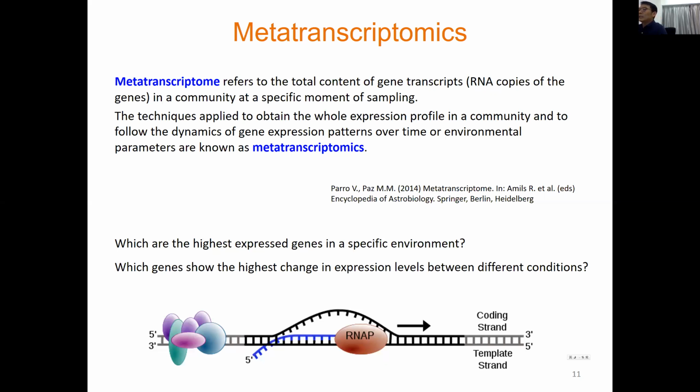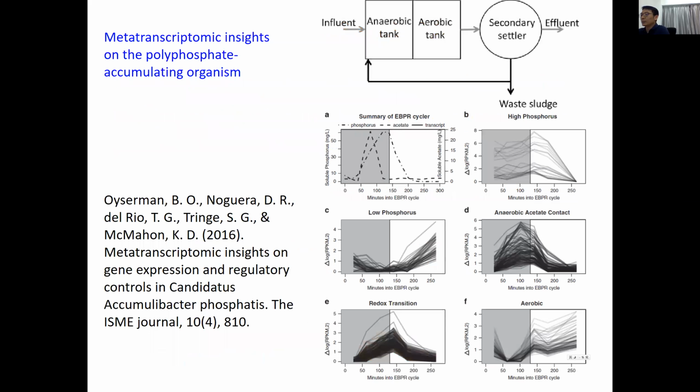This study used metatranscriptomics to study the co-expression pattern of polyphosphate accumulating organisms during the enhanced biological phosphorus removal cycle. Polyphosphate accumulating organisms, also called PAO, are a group of very important bacteria for phosphate removal under anaerobic and aerobic conditions in the wastewater treatment reactor.